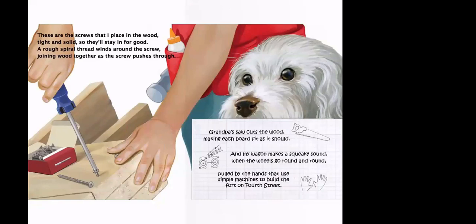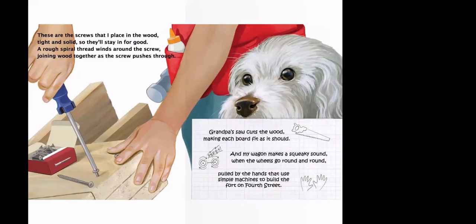This is our 3rd simple machine. These are the screws that I place in the wood, tight and solid, so they'll stay in for good. A rough spiral thread winds around the screw, joining wood together as the screw pushes through. So you can see a screw, and I bet you've seen screws before. Maybe if you've ever helped your grown-up, your mom and dad or somebody build something, like a piece of furniture, a lot of times they have screws. They're the little guys that have a thin head, and the threads go round and round, and it binds things together, like wood. So that's a simple machine.